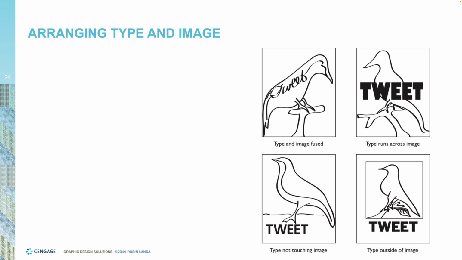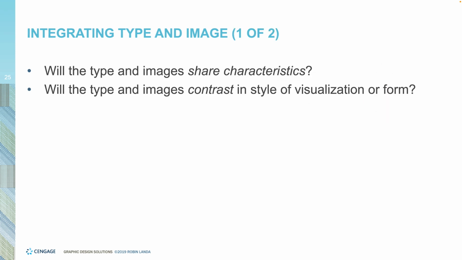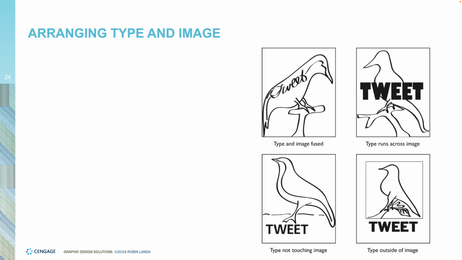Now as we go through, we start to work with arranging type and image. What is it you want to use? What is it that you're ultimately trying to say? If we begin to work with type and image being fused, you see that on the upper left. When type and image are fused, they are actually inseparable. If we pull one away, we lose what's going on with it.